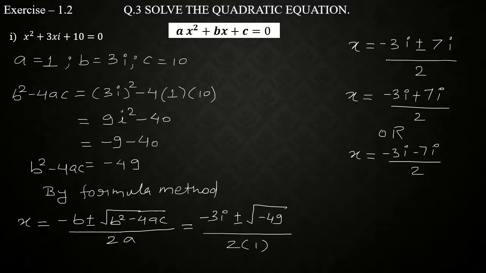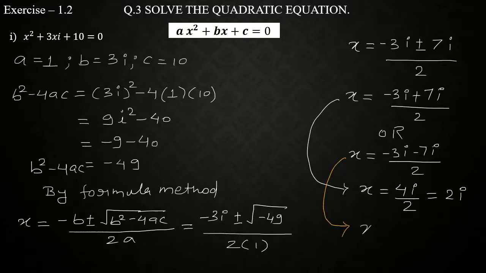So from the first one, if we simplify, we get x is equal to 4i whole divided by 2 is nothing but equal to 2i. And from the second which we obtained from this one, if we write down, we get x is equal to minus 10i whole divided by 2. So the next answer which we obtained is minus 5i. So our solution set for the value of x is 2i and next value is minus 5i. So these are the two complex root we are getting for our quadratic equation.